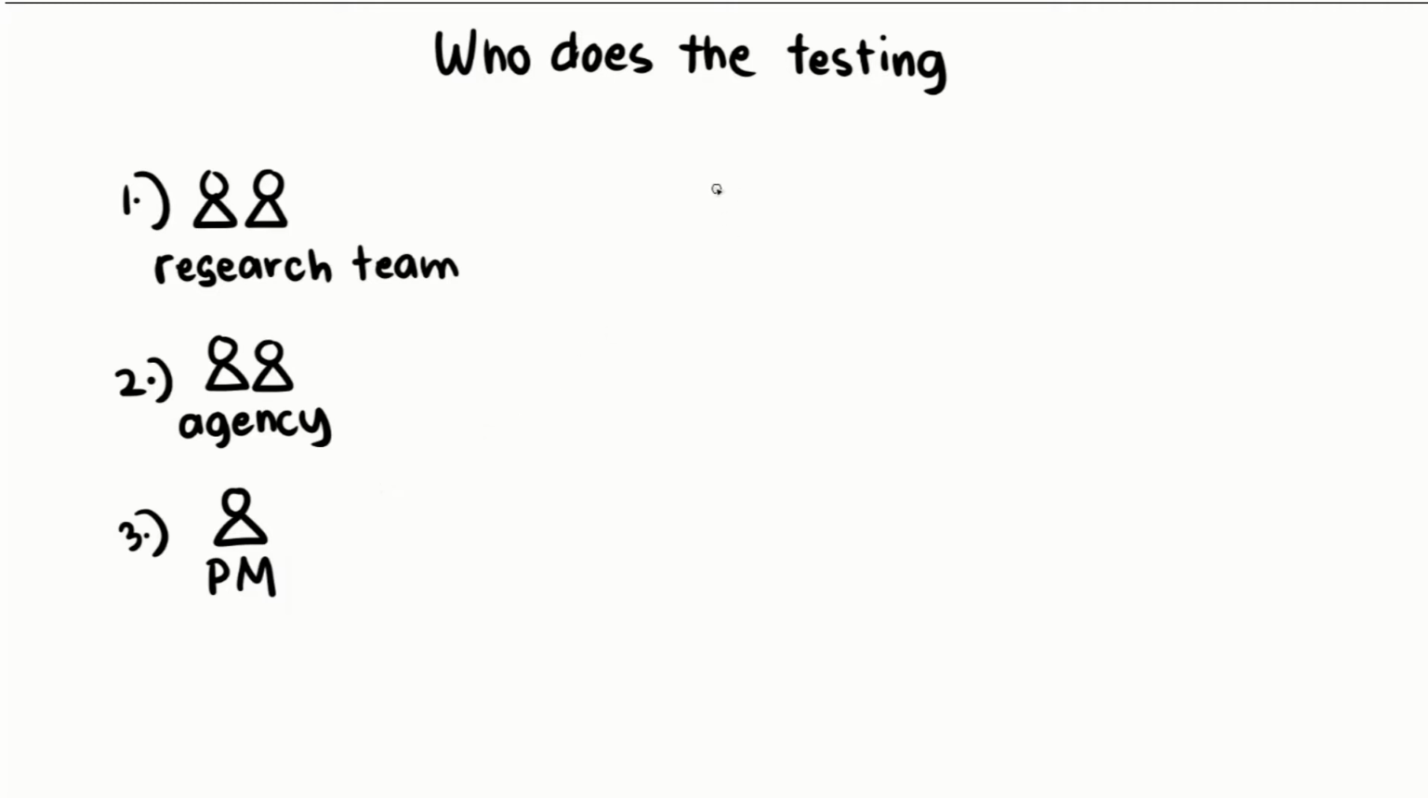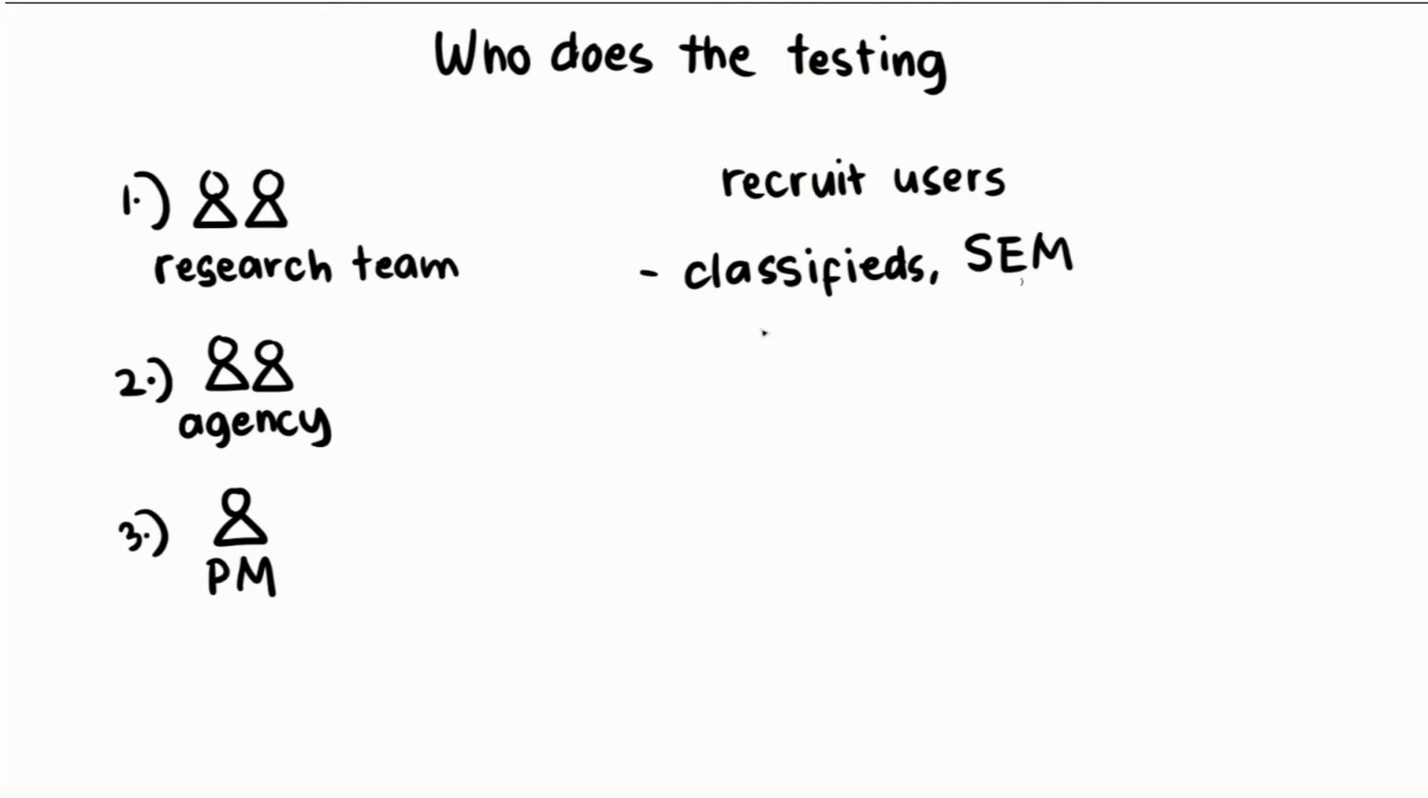Firstly, we need to recruit users to test. And if you've got a research group, they can help you with this. But if you don't, you've got several options. You can firstly advertise for test subjects on classified sites like Craigslist, or you can set up an SEM campaign using Google AdWords to recruit users, which is especially good if you're looking for users that are in the moment of trying out a product like yours.